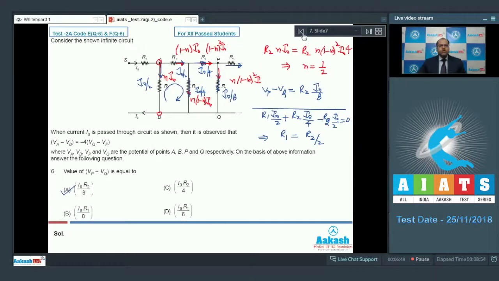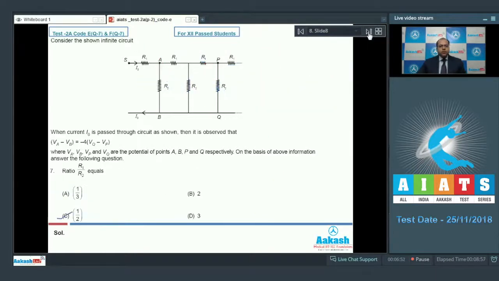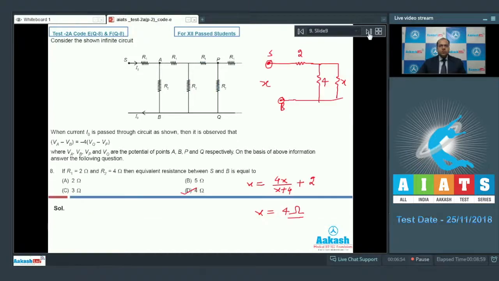So the correct answer for question number 6 is option A. For question 7 it is option C, and for question number 8 it is option D. Let's move to the second paragraph containing question number 9, 10 and 11.